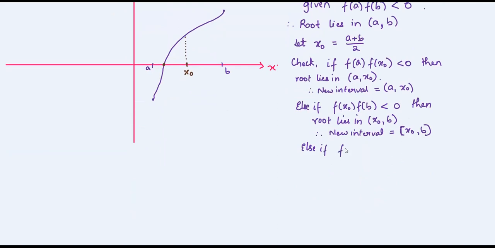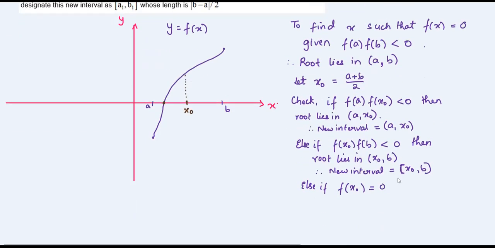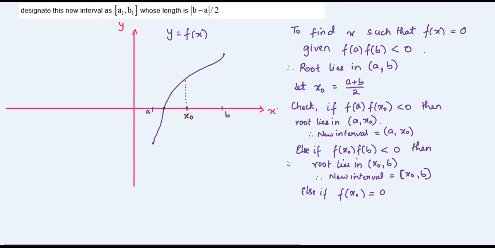Now first we have to do this. If f of x naught is equal to 0, then we have identified the root x naught. Exactly halfway we have identified the root, we can stop the iteration. Now what we do, now repeat this process.